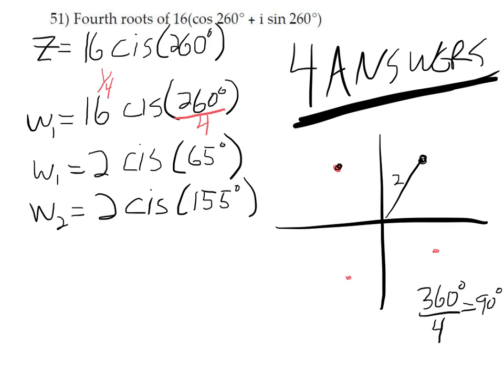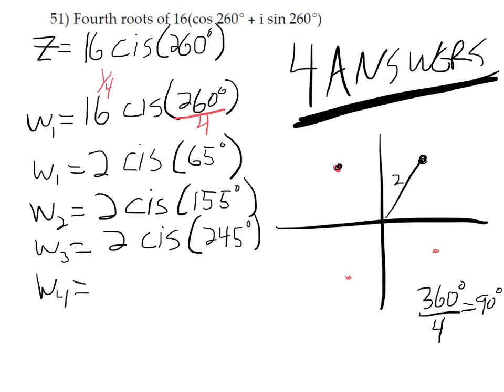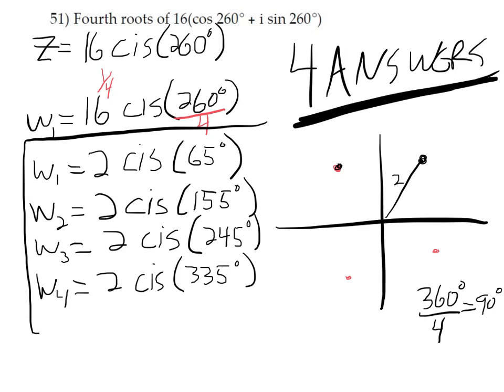That would be this one. The third root would be also 2, CIS, and another 90 degrees. Add another 90 is 245. And W4 would be 2 CIS, another 90 degrees. 245 plus 90 is 335 degrees. So these are the fourth roots.